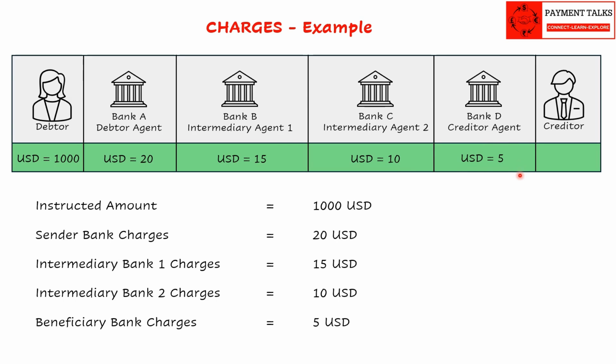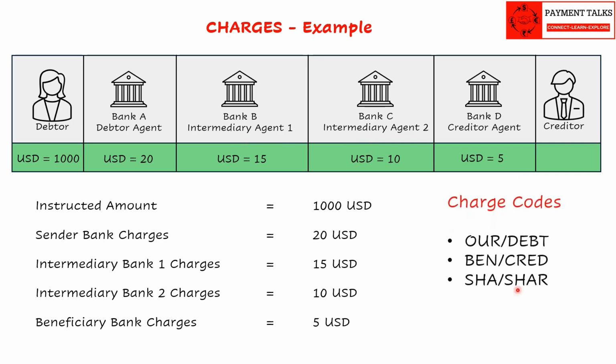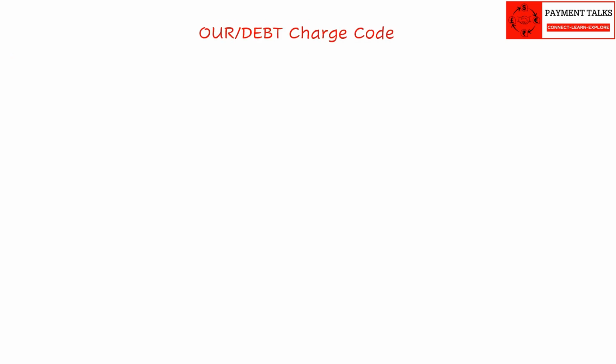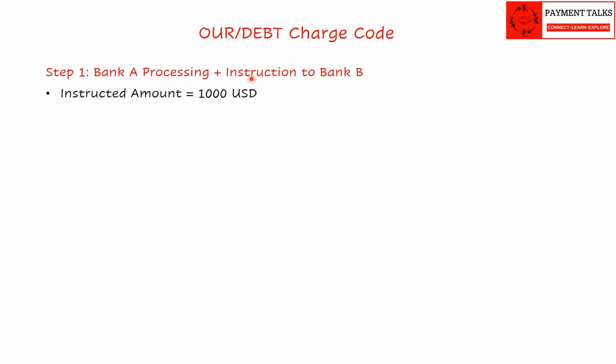There are 4 banks in the payment chain, and let us look at the processing of each charge code at each bank separately. First, our debt charge code. Sender pays all charges. The sender initiated a payment of 1000 USD and agreed to pay all charges so that the receiver receives the full 1000 USD.